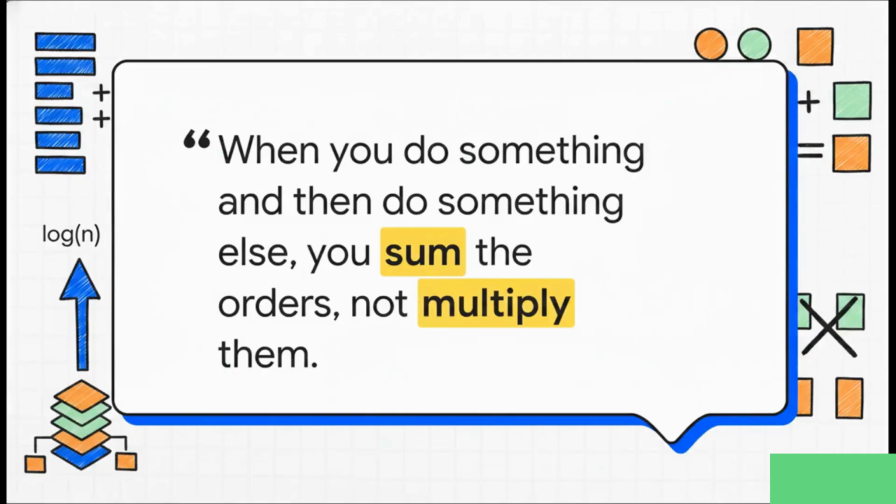To really reinforce this mathematical revelation, I love this quote from a Stack Overflow contributor responding to that original thread. They said, when you do something and then do something else, you sum the orders, not multiply them. You aren't doing n work log n times. You're summing a rapidly decreasing amount of work over those levels.